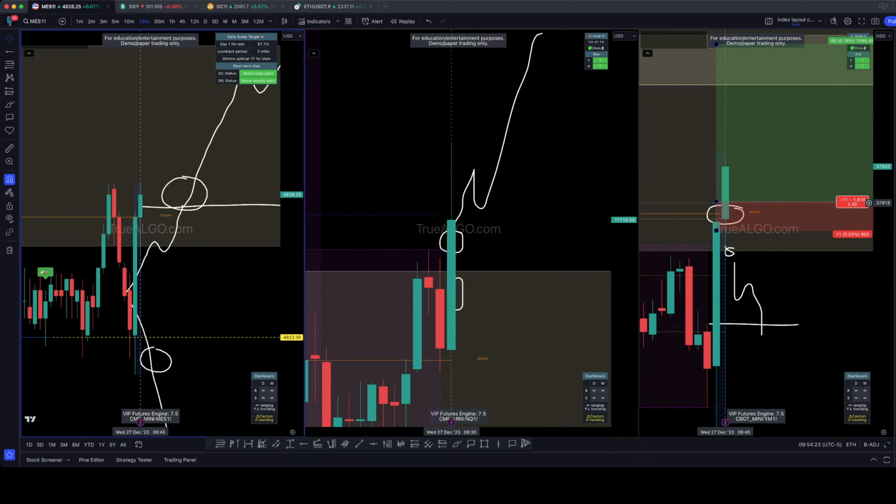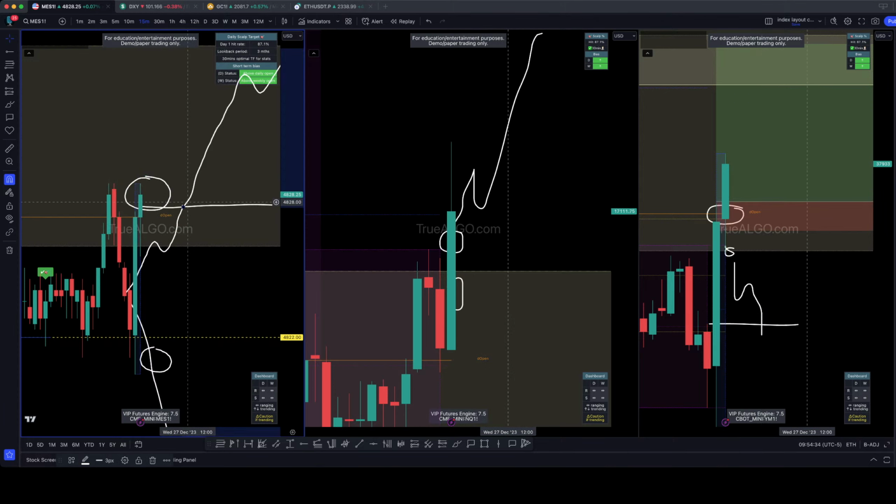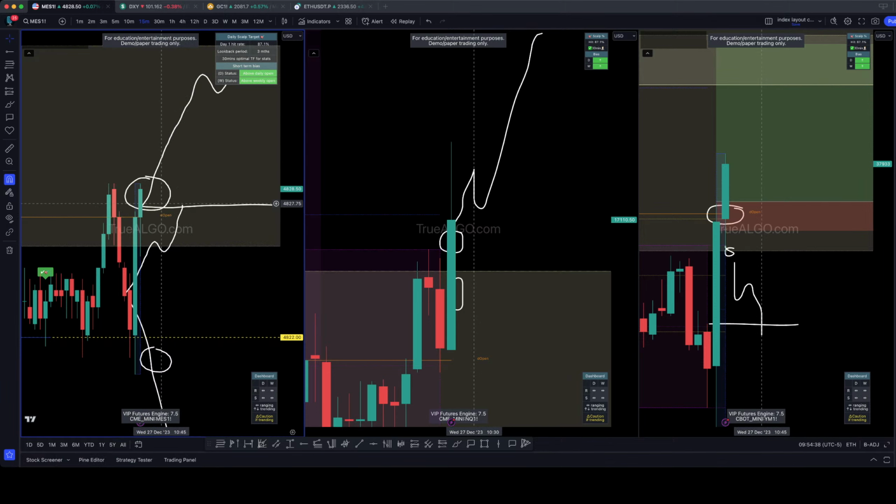Note the NQ looking, US 30 looking great. The ES, folks, you have now tapped into the circle. If you guys are okay, I'm just going to move my circle over. That's where we need it to close here, and then I'm going to move this over as well. So watching for this to happen.